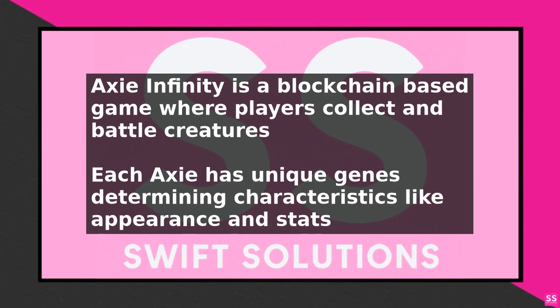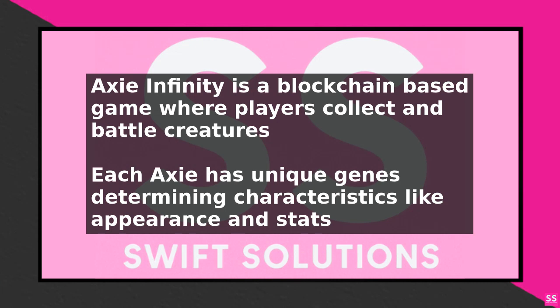To begin with, each Axie has a unique set of genes that determine its characteristics, such as its appearance, stats, and abilities. These genes are divided into two main categories: dominant and recessive. Dominant genes will always be expressed if an Axie has them, while recessive genes may or may not be expressed depending on the combination of genes.